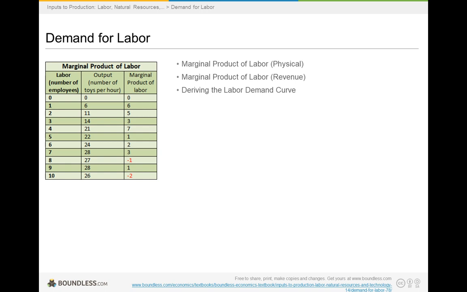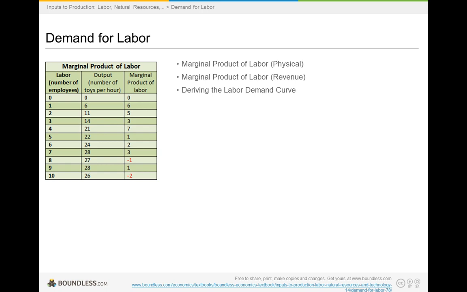The law states as units of one input are added, with all other inputs held constant, so the space, the tools, and everything, a point will be reached where the resulting additions to output will begin to decrease, and that is, of course, marginal product that is declining. The law of diminishing marginal returns applies regardless of whether the production function exhibits increasing, decreasing, or constant returns to scale. So the key factor is that labor is increasing, but other factors remain the same.